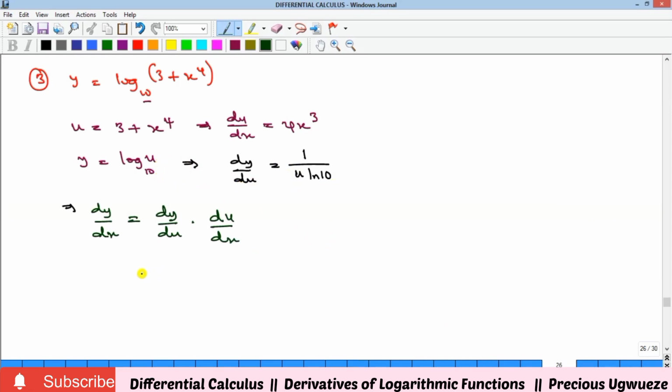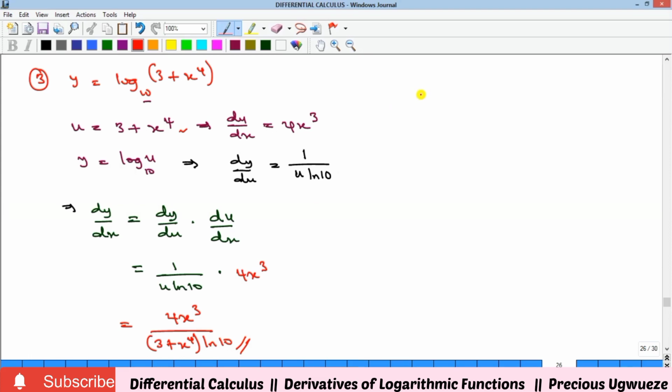Okay, and so this is going to give us our dy du, which is 1 all over u ln 10, then multiplied by du dx, and du dx is 4x raised to power 3. So if you multiply this, we are going to have 4x raised to power 3 all over u. And what is our u? Our u is this, which is 3 plus x raised to power 4, then multiplied by ln 10. And that is our solution.